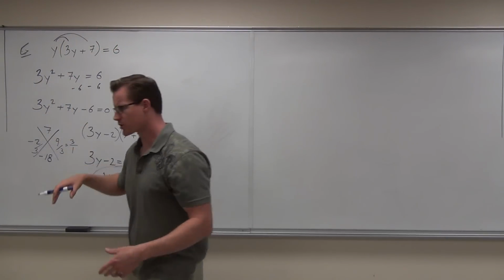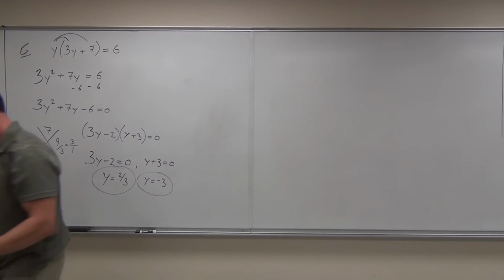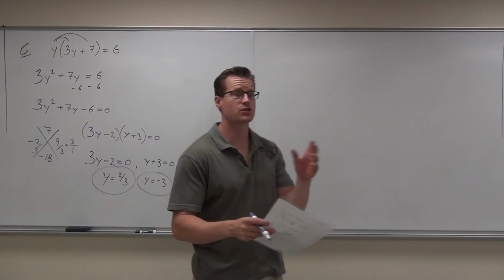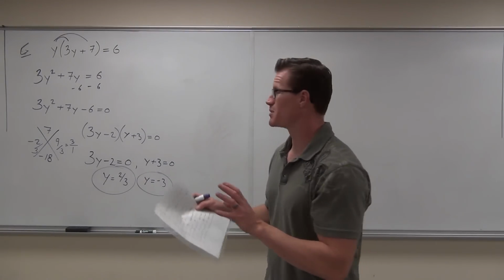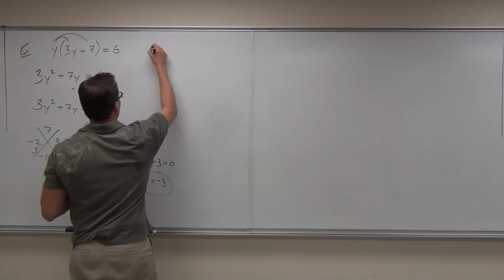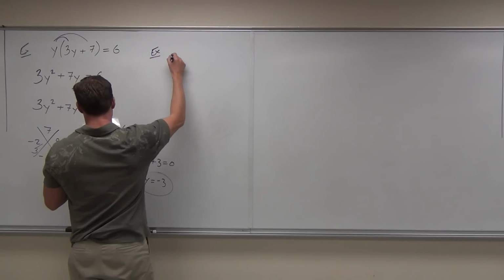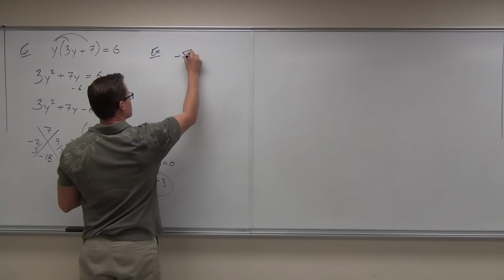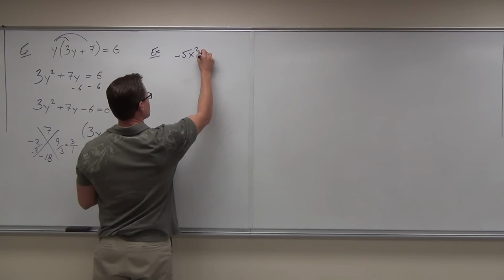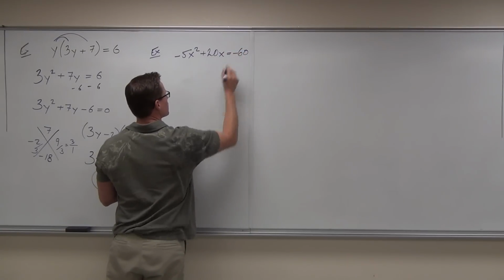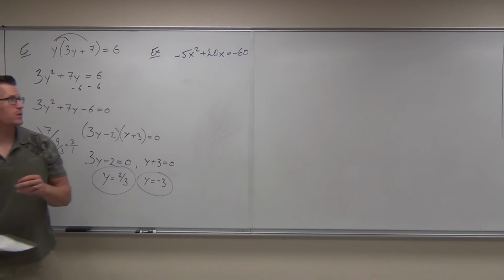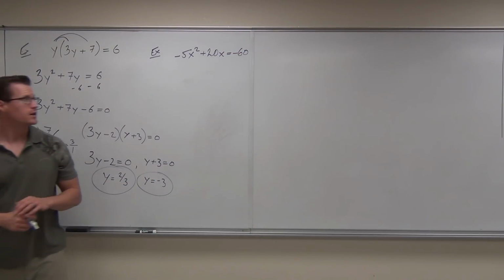Okay, like I said, now we're going to start moving fast through this. Essentially, I just want to give you the first steps. I will work through them all, but I really want you focusing just on the first steps to make it look like this. So, let's try that. Negative 5x squared plus 20x equals negative 60.